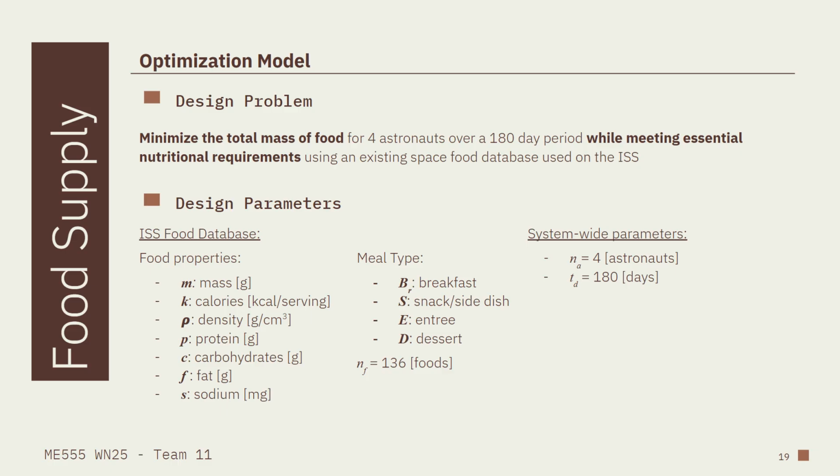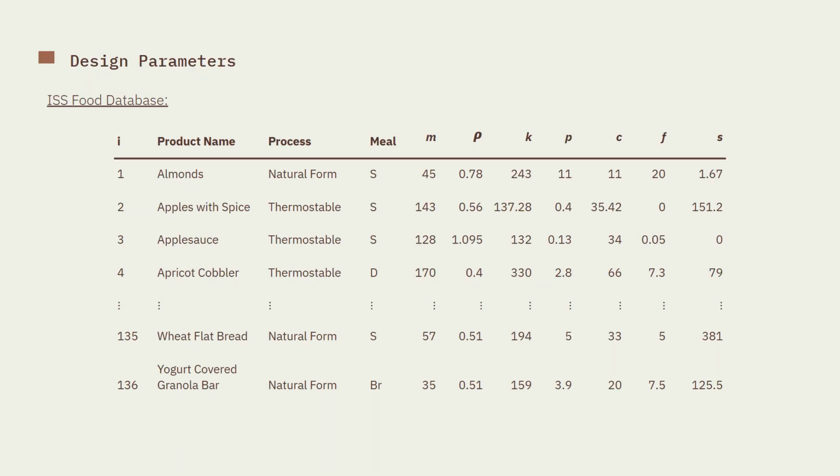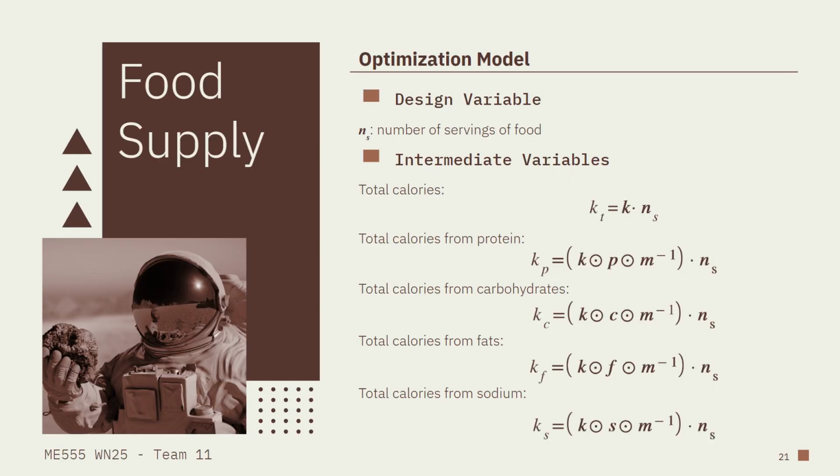Given the uncertainty of growing food on site, it's crucial to bring enough food while minimizing total mass and adhering to nutritional needs. From the ISS database, we identified 176 space food options detailing their mass, calories, and nutrients. We removed beverages to focus on complete meals. This is a brief look at our food database. Our design variable is a vector indicating servings of each food on board.